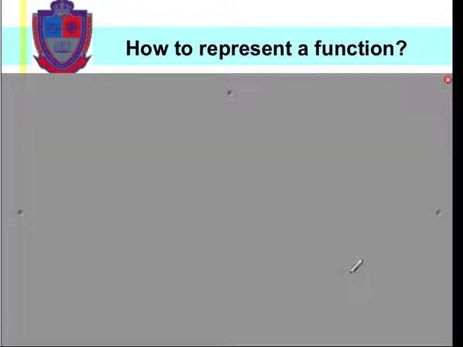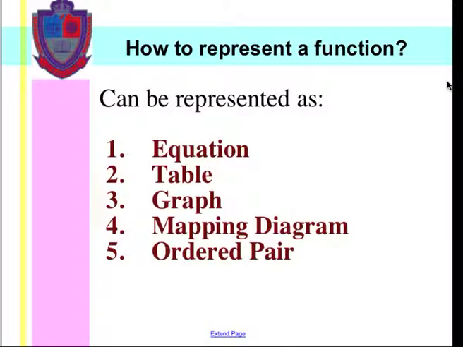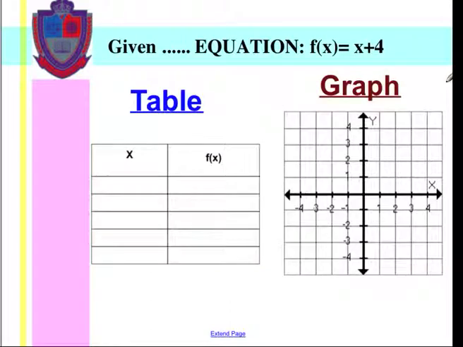So remember, there are 5 ways that we can represent a function. Who remembers? Equation, table, graph, mapping diagram, and an ordered pair. We're going to represent a function using all 5. So my first one is f of x equals x plus 4. This is my equation. How do I represent this in the form of a table?